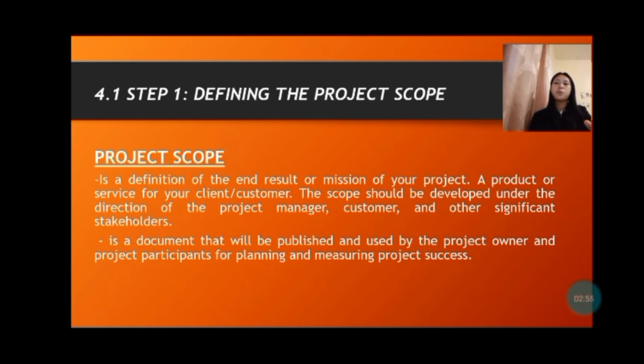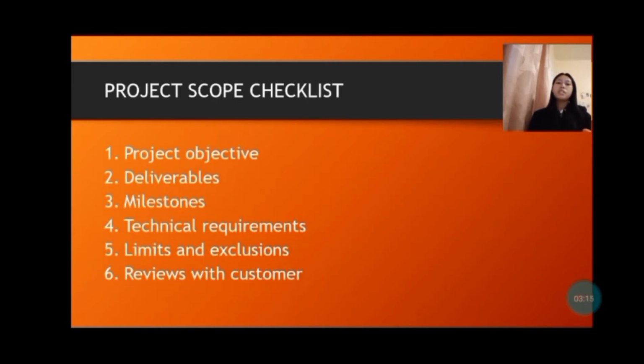So let's proceed to employing a project scope checklist. Clearly, the project scope is a skeleton interlocking all the elements of the project plan to ensure that scope definition is complete. You may wish to use the following checklist. So what are the following checklists? First is project objectives, deliverables, milestone, technical requirements, limits, and exclusion. And last is review with customer.